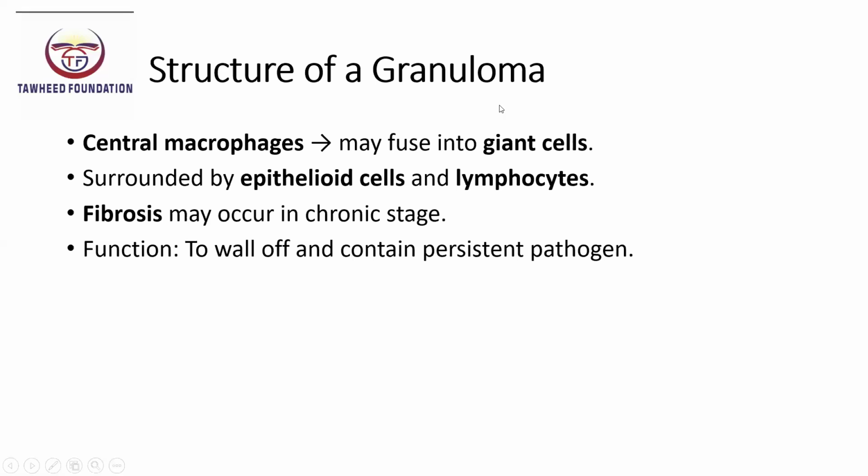Next is structure of a granuloma. Microscopically, a granuloma consists of central macrophages which may fuse into giant cells. It is surrounded by epithelioid cells and lymphocytes. Fibrosis may occur in chronic cases. The function of the granuloma is to wall off and contain the persistent antigen, preventing its spread while the immune system attempts to clear the pathogen.